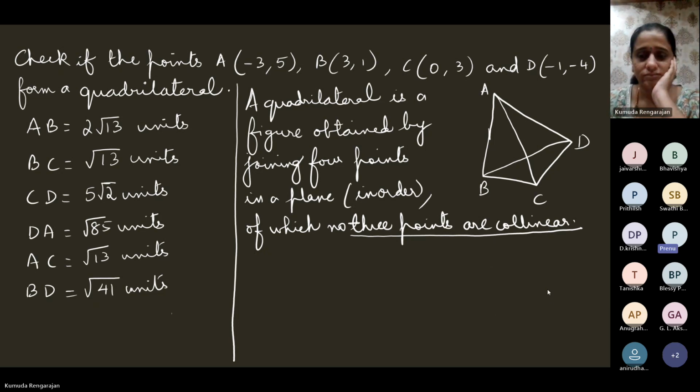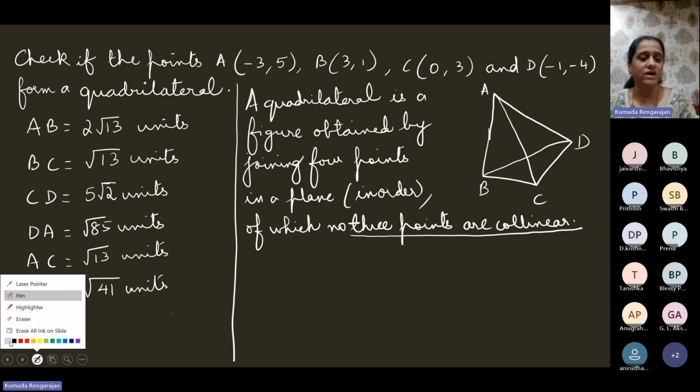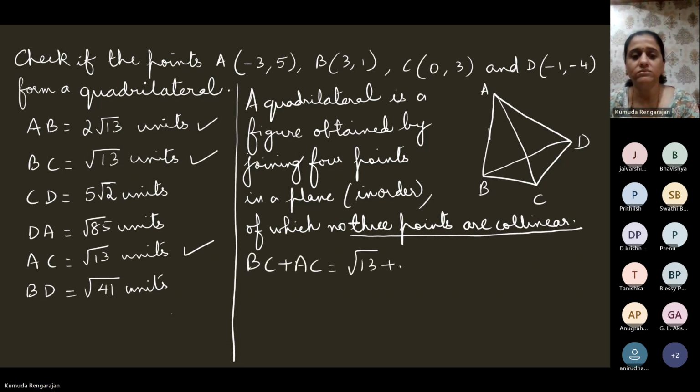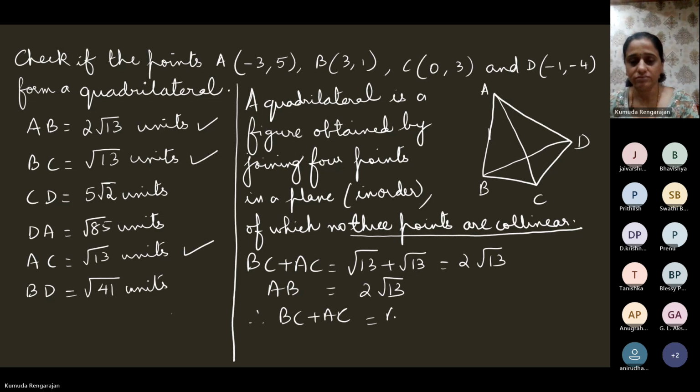Root 13 and root 13 are 2 root 13. Correct. Very good, Prenu. Root 13 and 2 root 13. So the line segments are AB, BC and AC. Now, we see that BC plus AC is equal to 2 root 13, and AB is 2 root 13. Therefore, BC plus AC is equal to AB.